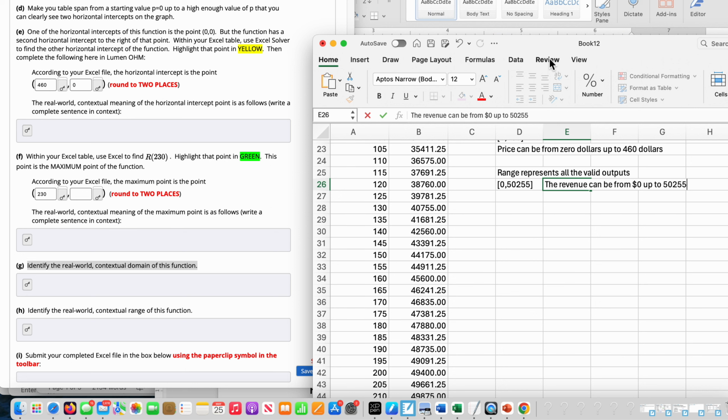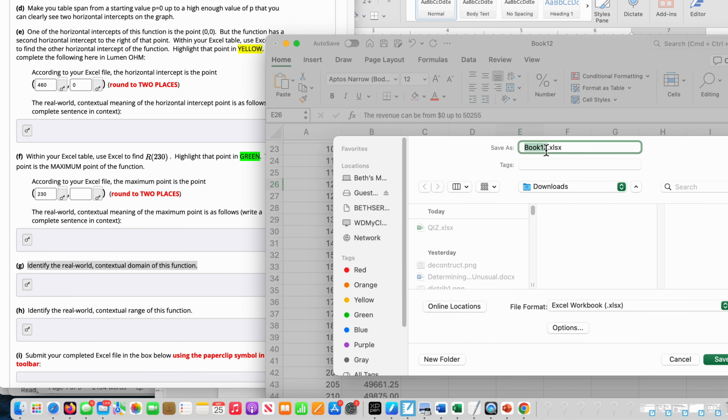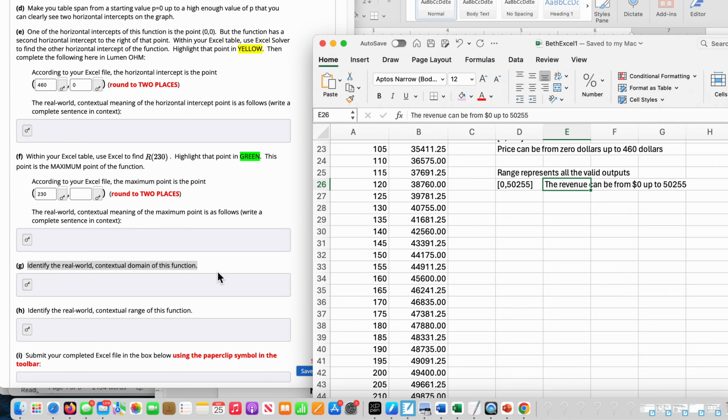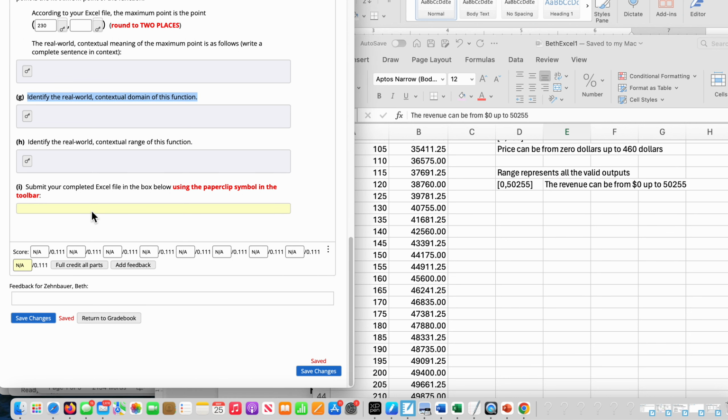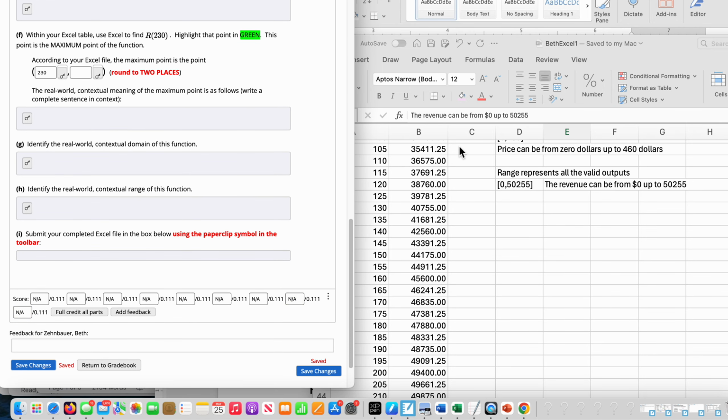Now I'm going to save my file. I'm going to do File, Save As, and I'm going to save it to my hard drive as Beth Excel 1. I'm going to save, and then when I come down here, which I can't submit it anymore because the date is passed, I would use the paper clip to attach the file here. So I'm going to attach that file. I'm going to look on my hard drive and attach it into Lumen.